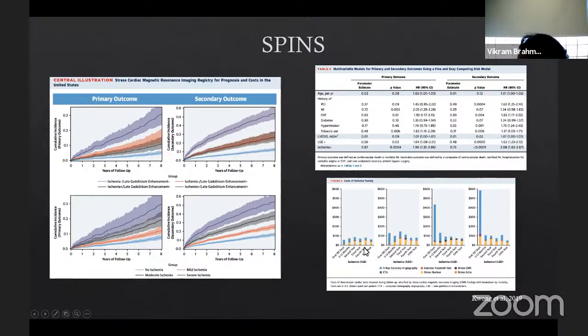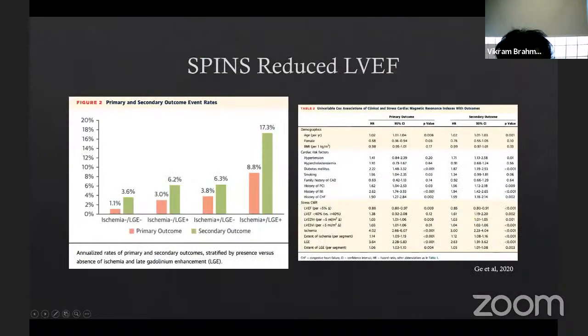And then lastly, the costs of ischemia testing. So again, folks who were ischemia negative and LGE negative, over the whole 5-year period, pretty low costs. And those who were in the higher risk group, most of the cost incurred was within the first 90 days, and that was driven by invasive angiography. But then over the rest of the study follow-up period, most of the cost was driven by SPECT.